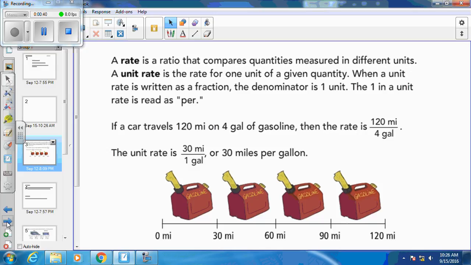If a car travels 120 miles on 4 gallons of gasoline, then the rate is 120 miles for every 4 gallons. The unit rate is 30 miles for 1 gallon, or 30 miles per gallon.